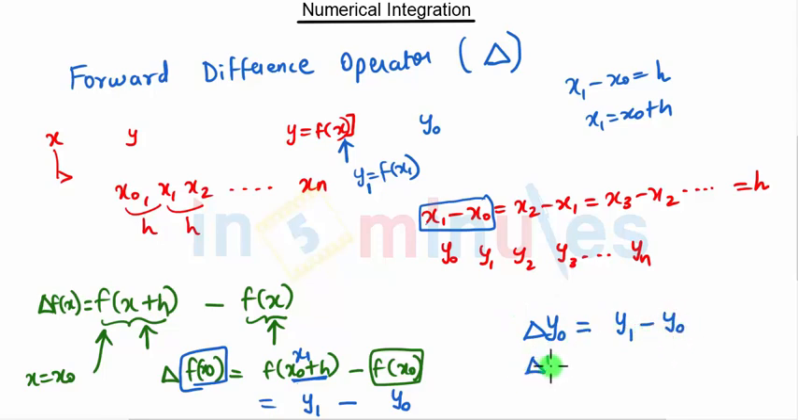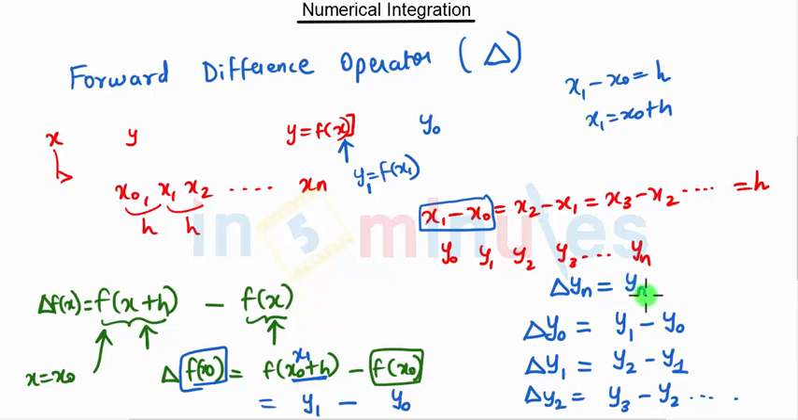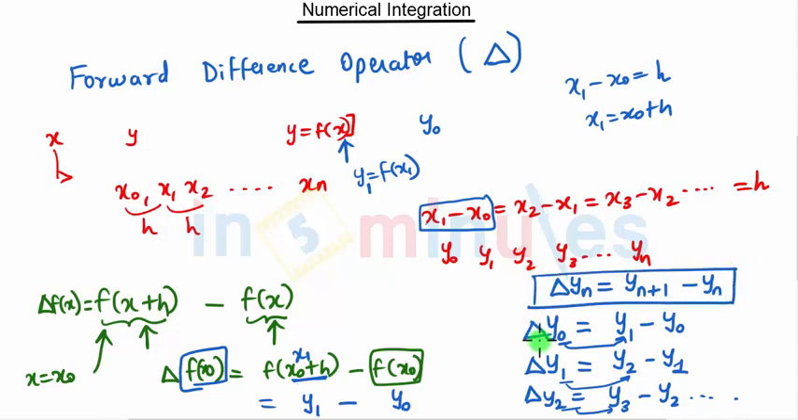Similarly, forward difference of y1 will be y2 minus y1. Similarly, forward difference of y2 will be y3 minus y2 and so on. So we can write this equation in terms of n, that is delta of yn is equal to y of n plus 1 minus y of n. Here it is 0, so 0 plus 1, 1, 1 plus 1, 2, 2 plus 1, 3. So this is our forward difference operator.